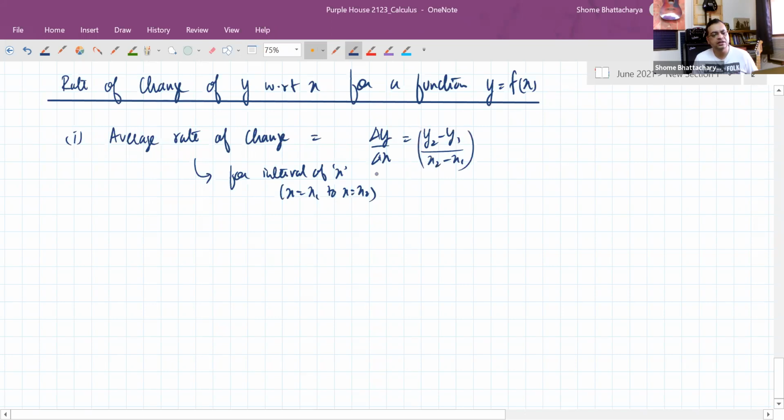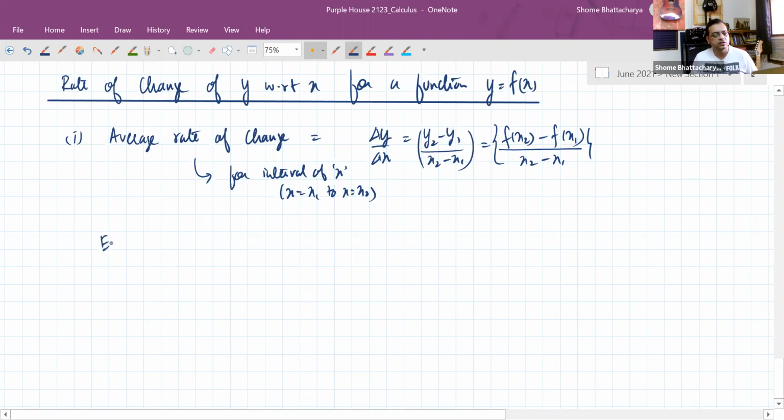Notice that I'm not putting any condition on delta x, that delta x is very small or anything, because that's not the case. Here I'm talking about delta x being a change from x1 to x2. Okay. So further, formula wise, what this becomes, now what is y2? It is the value of the function at the point x equal to x2. So we can write it as f of x2 minus f of x1 divided by x2 minus x1. So as we saw, this is the simple formula that we have for average rate of change. We don't need anything else.